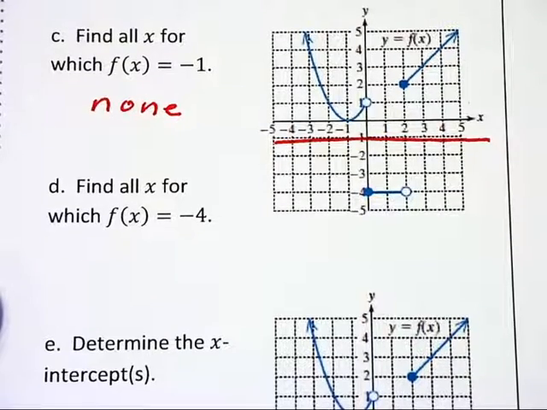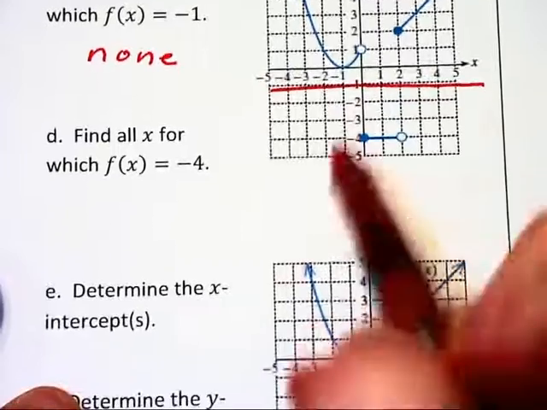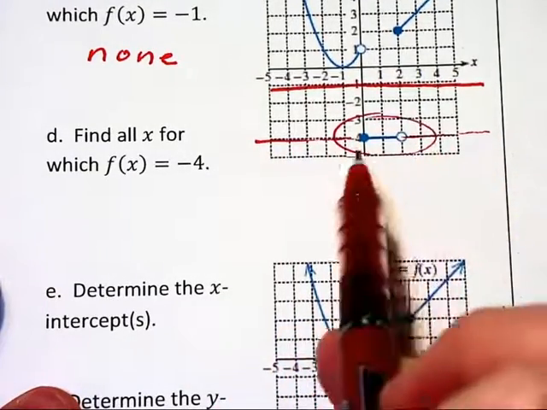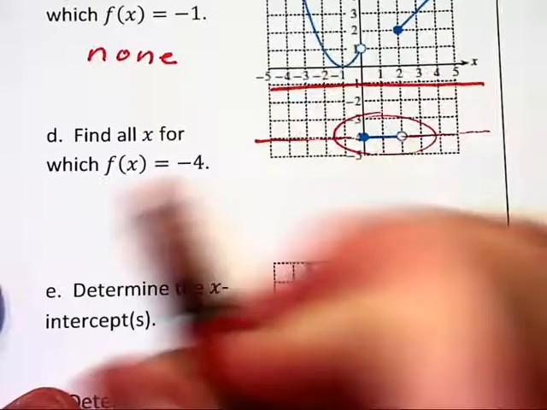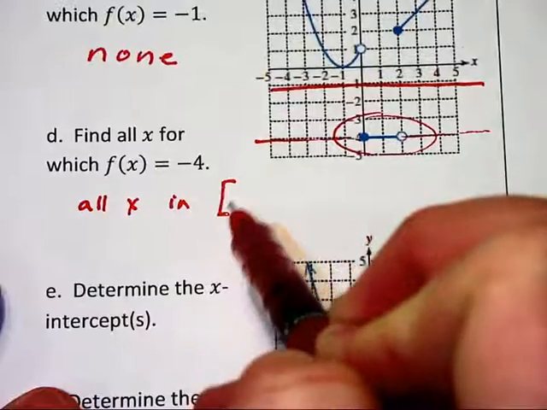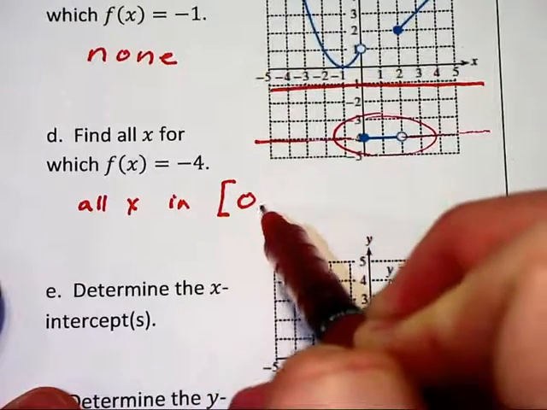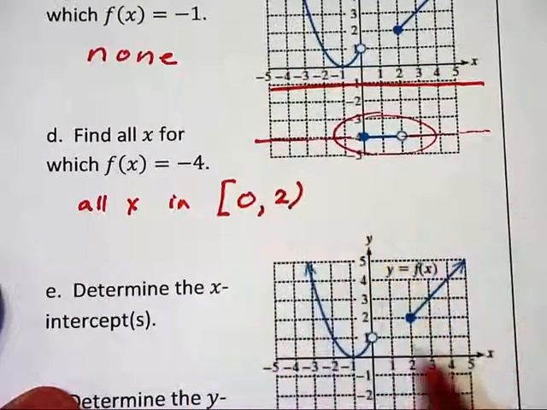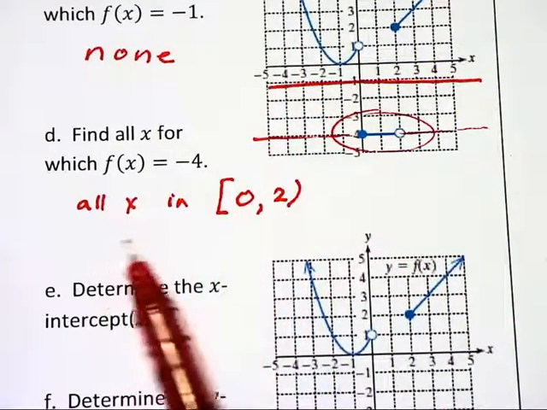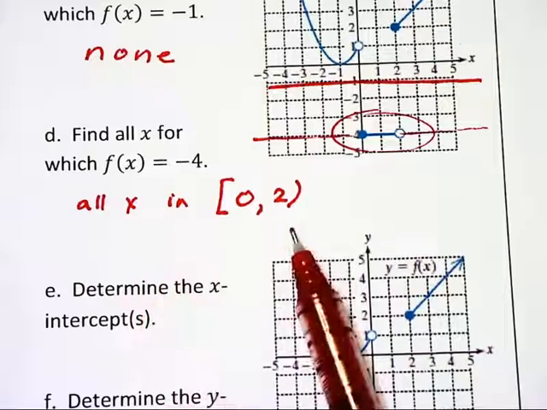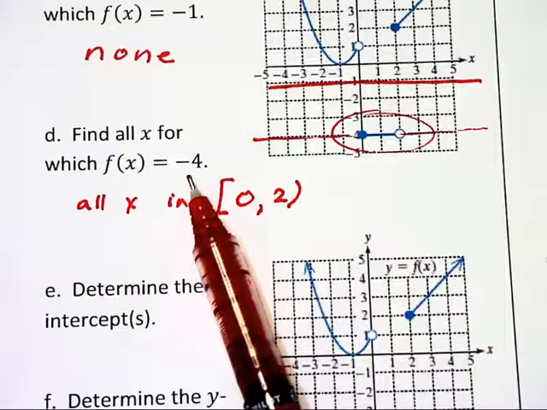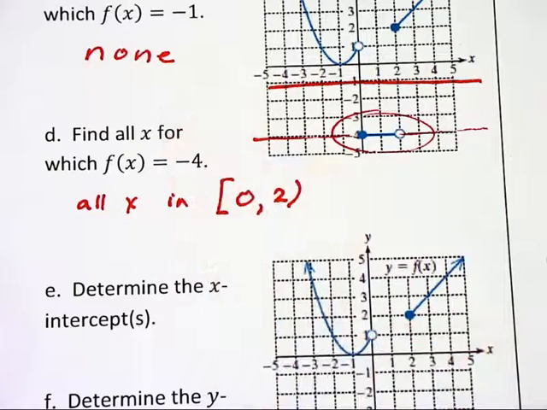Find all x values for which f of x is equal to negative 4. Well, wow, we have a whole interval here where it's equal to negative 4. And so we're going to say all x in the interval from 0 to 2, not including the 2. Notice I was looking at the behavior in y, but I was answering in terms of x. These x values on this x interval, the y value will be negative 4.